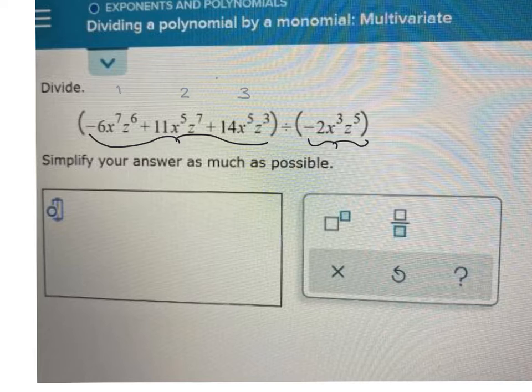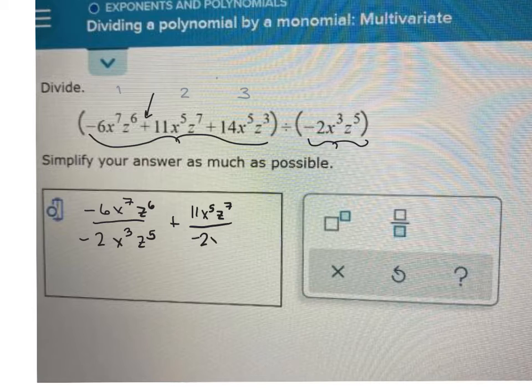So when you're trying to divide these, we're going to take the polynomial, 6x to the 7th z to the 6th, and then we're going to divide that by this monomial, which is negative 2x to the 3rd z to the 5th. And then we'll take the second one. Now I'm putting a plus because there's a plus sign here. 11x to the 5th z to the 7th. And I'm going to divide it by the same thing, negative 2x cubed z5.